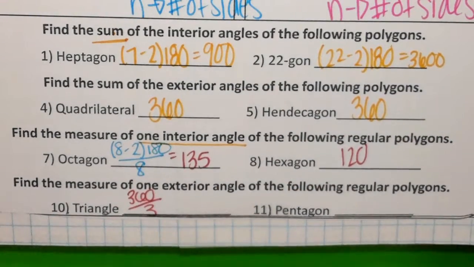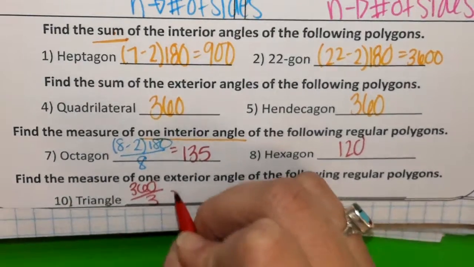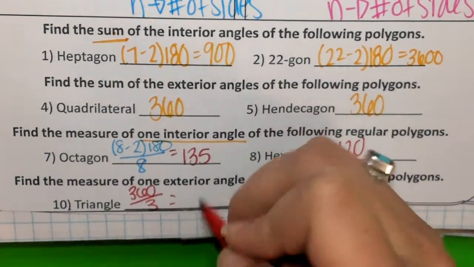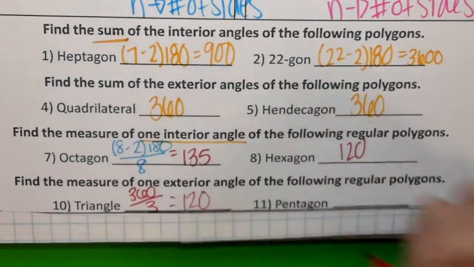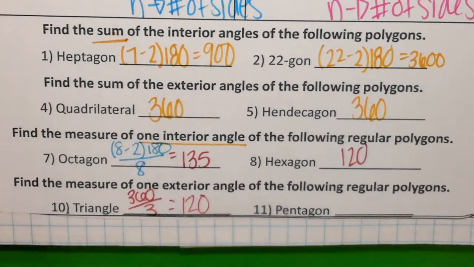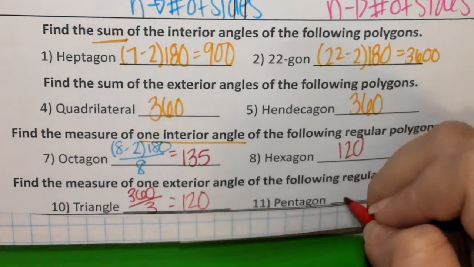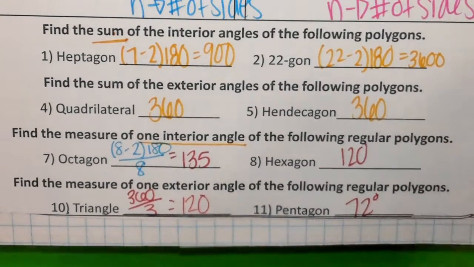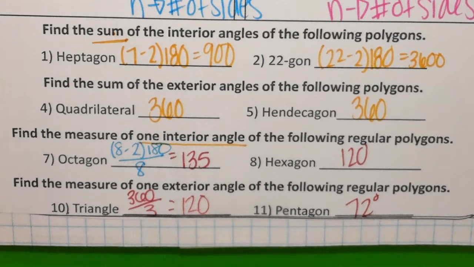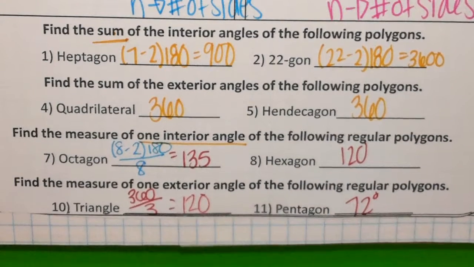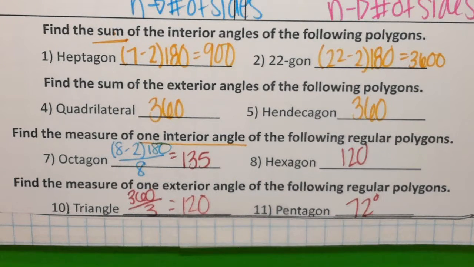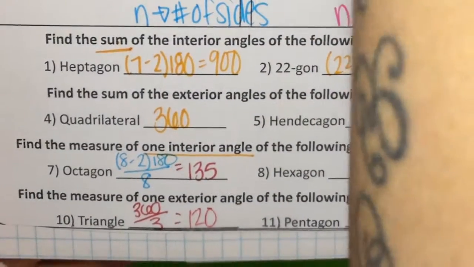Are we ready? All right, what do we get for 10? 120. I got 102. Honey, it's 360 divided by 3, not 306. What's up? 72. Thank you. Do we have to put the Well, a pentagon is 5. So 360 divided by 5. Oh, I put 180. Well, all right, ready? Any questions?